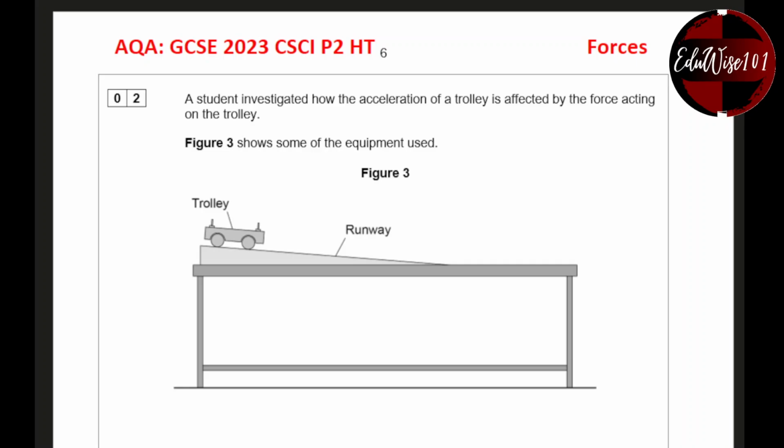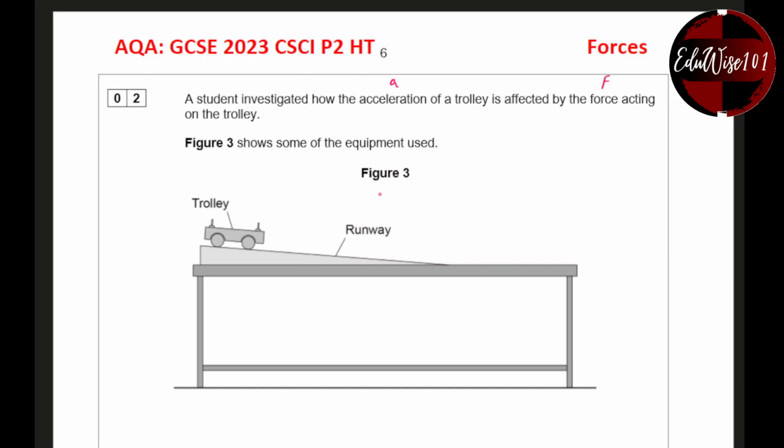In this video, I'm going to go through the AQA Combined Science Physics Paper 2 Higher Tier from 2023. Question number 2 is on forces. A student investigated how the acceleration of a trolley is affected by the force acting on the trolley. So here the student is investigating how the acceleration, which is a, is affected by the force.